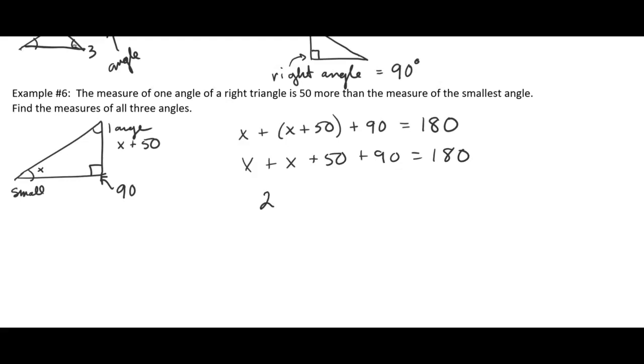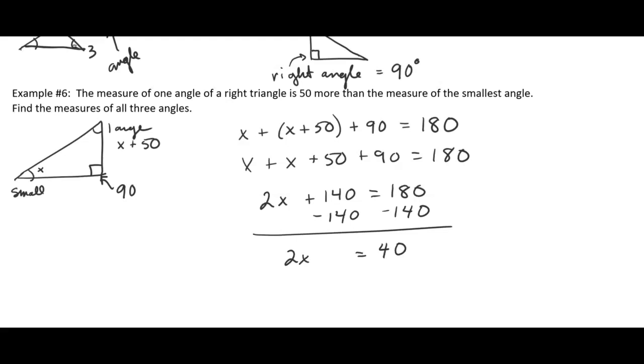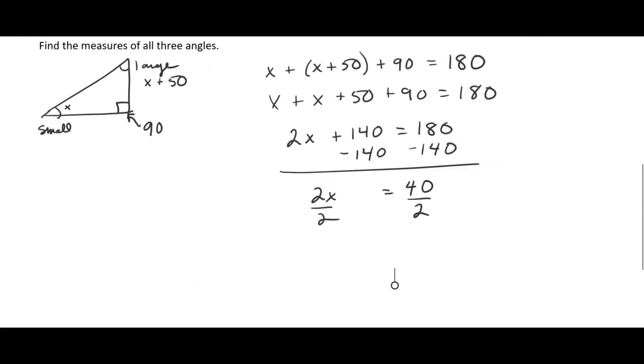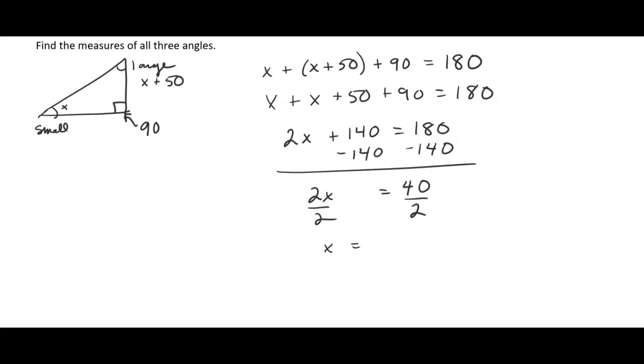I can simplify on the left, x plus x is 2x, plus 140 equals 180. And I'm going to subtract 140. This is a nice equation to solve. Practice this. And I get 2x equals 40. And then I'm going to divide by 2. And so I get x equals 20. See, they want us to find the measure of all three angles, so I'm going to have to answer the question at the end. X equals 20, but really 20 degrees, right? Because all of these are going to be degree measurements. So the small angle measures 20 degrees.